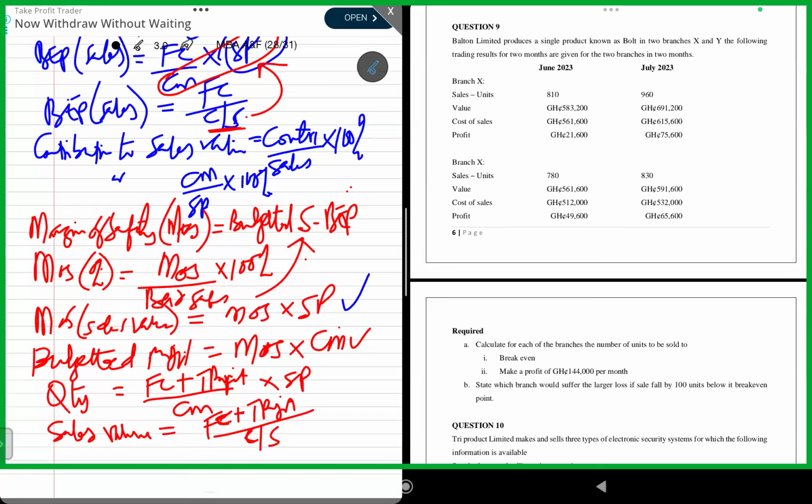Let's be quick. Break even. Contribution. Read it: calculate for each of the branches the number of units to be sold to make a profit. So you have to search for a formula with a profit in it, target profit. This profit is called target profit. So search for a formula which has a profit in it so that I can solve for the profit.